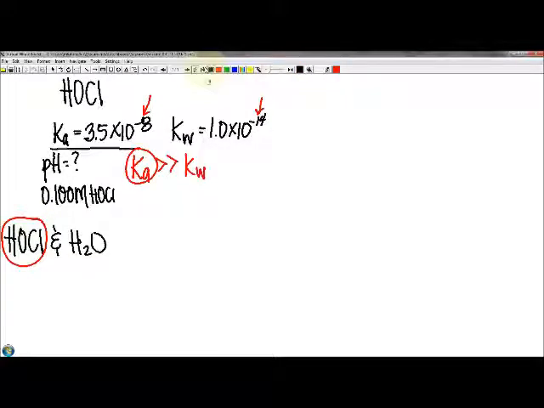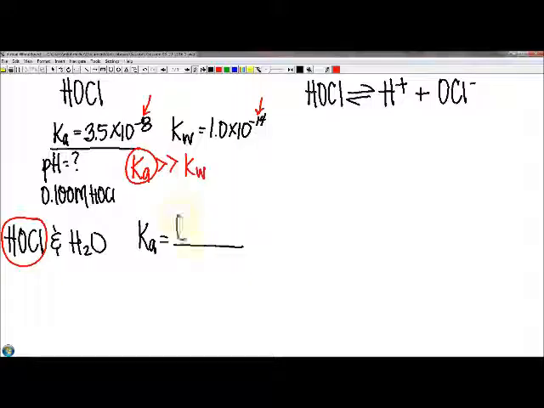Okay, so let's go ahead and write out the equation for when the hypochlorous acid breaks down. So we have the acid, and we take out the proton, the H plus, and then what's left over is the conjugate base, and so that is the OCl minus, okay? And now, to write our K expression, let's go ahead and do that. Ka is equal to products over reactants, just like we did in chapter 13. So we have H plus times the OCl minus all over the concentration of the acid.